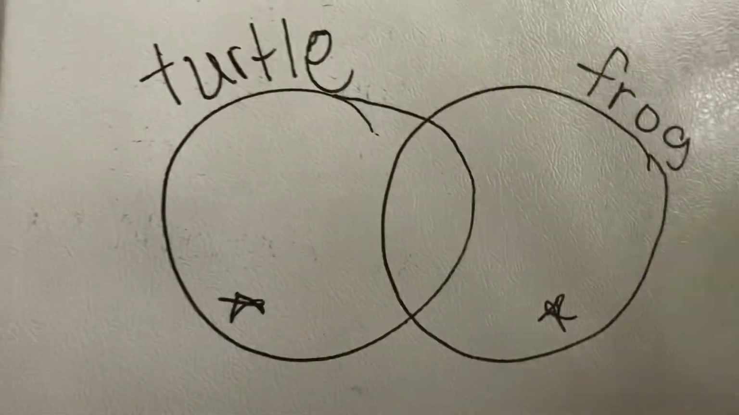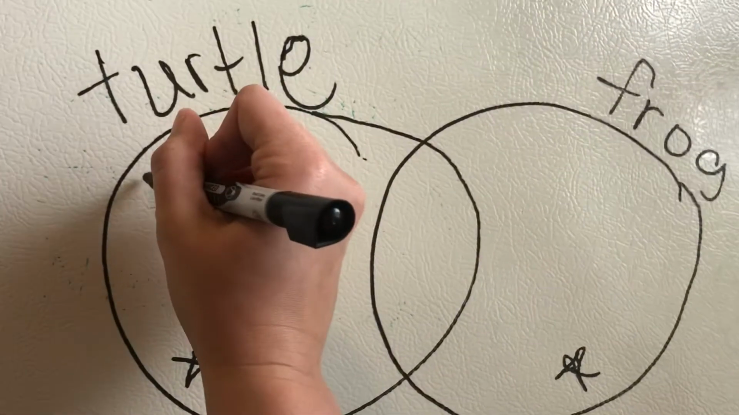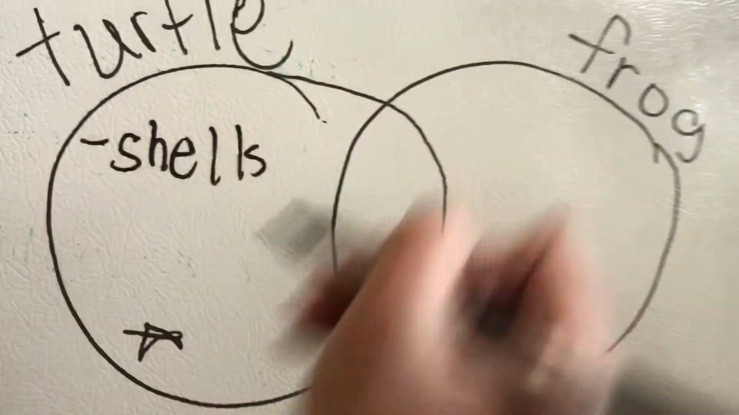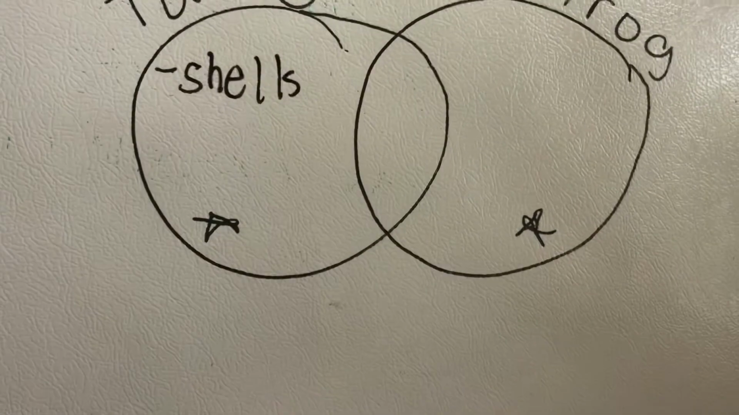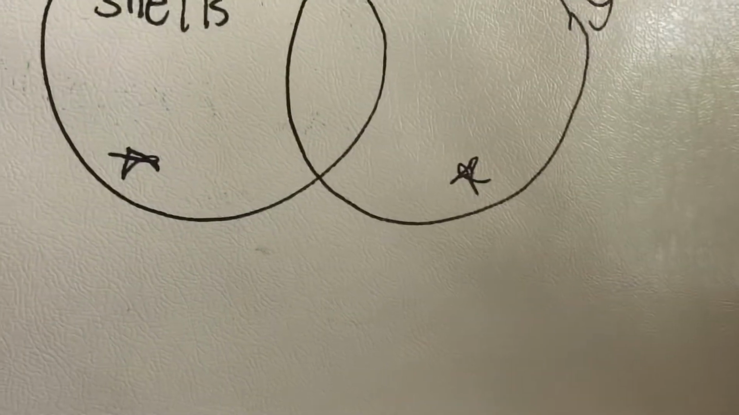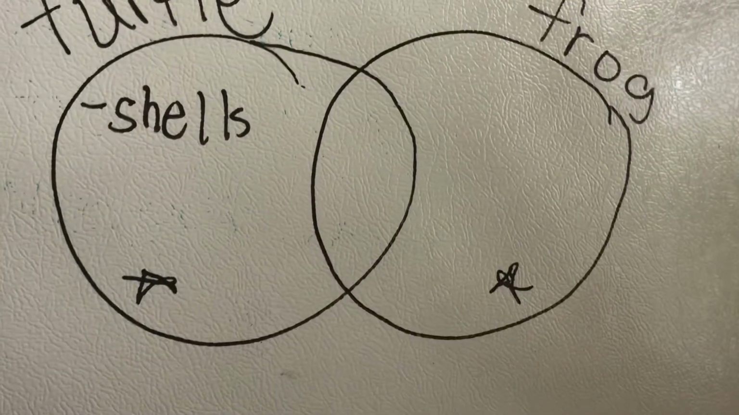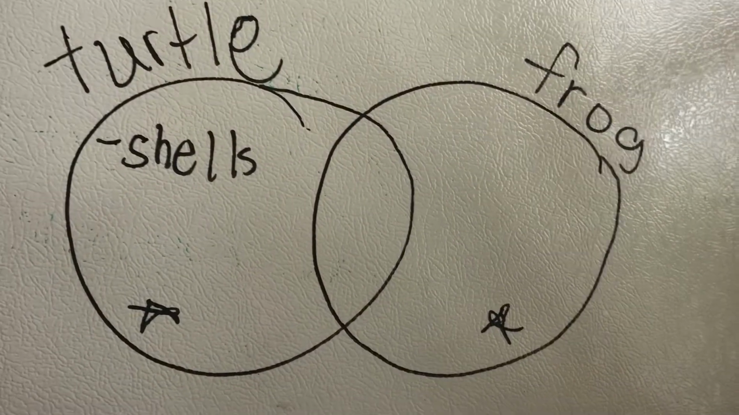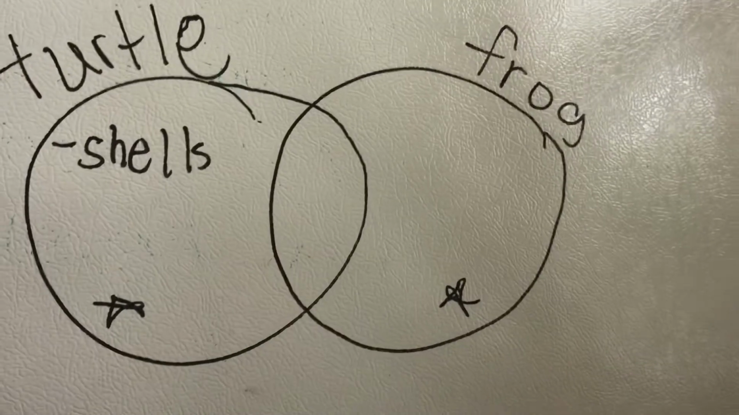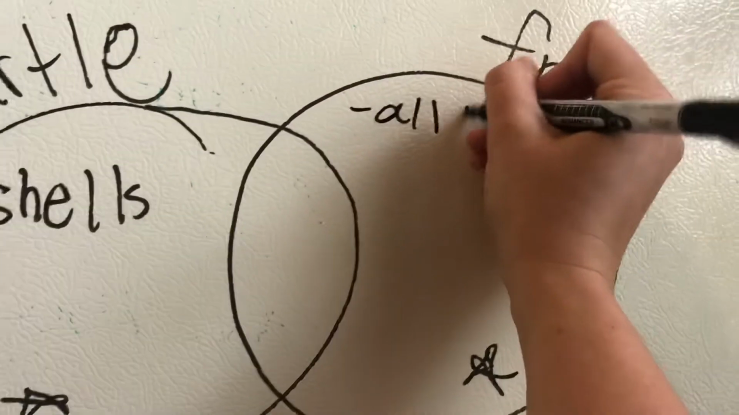My first difference that came into my brain, and I bet you it came into yours, is that turtles have shells. Now, when we are writing a Venn diagram, we do not need to write in complete sentences because this is just gonna remind us what our ideas were of how frogs and turtles were the same and different. So turtles have shells.